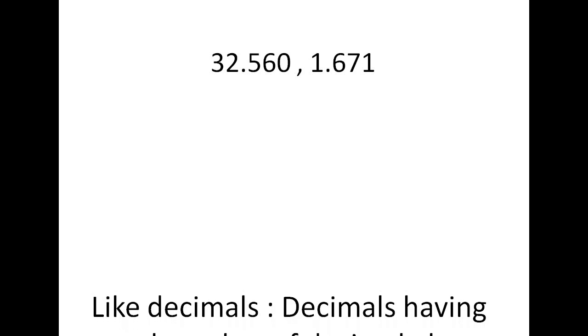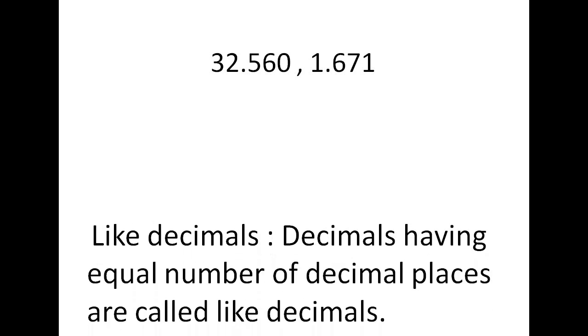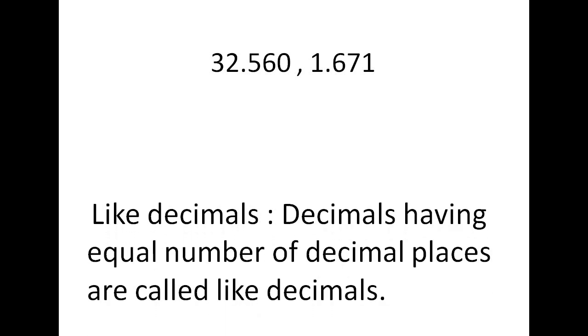So coming to like decimals and unlike decimals. What are like decimals? Decimals having an equal number of decimal places. See, how many decimal places are there? 3. Here how many decimal places? 3. So both are like decimals. The decimal places should be the same. Then only they are like decimals.